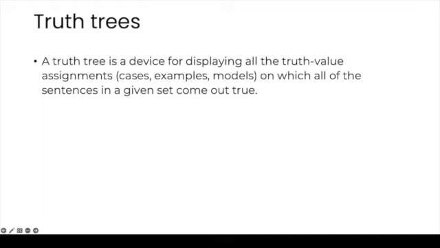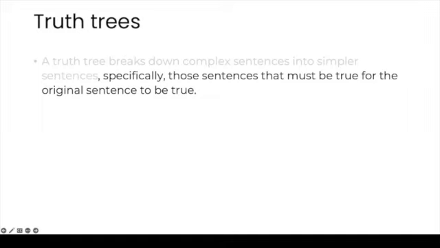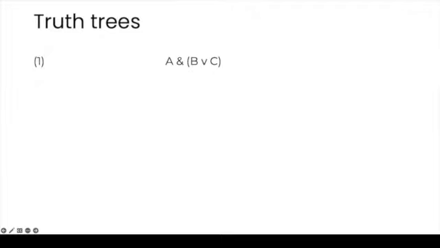So, what is a truth tree? A truth tree is a device for displaying all the truth value assignments, cases, examples, models on which all of the sentences in a given set come out true. A truth tree breaks down complex sentences into simpler ones, specifically those sentences that must be true for the original sentence to be true. Take sentence 1, for instance. For it to be true, both 2 and 3 must be true.